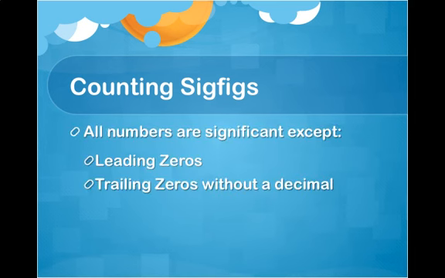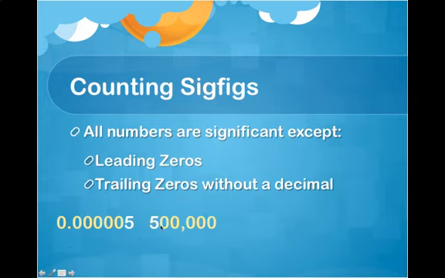We have two rules really for counting significant figures. All numbers are significant except for zeros. Sometimes zeros are significant, sometimes they're not. Leading zeros, or zeros that come at the beginning of a number, are never, ever, ever significant. So all of these zeros, since they're coming at the beginning of the number, are considered leading zeros. Leading zeros are never, ever, ever significant.